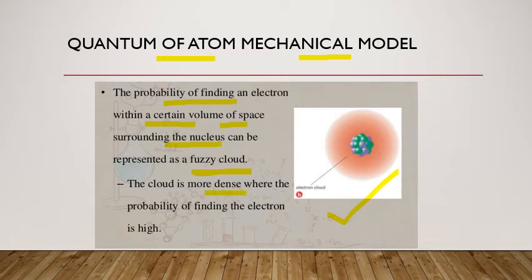The cloud is more dense where the probability of finding the electron is high. So that fuzzy cloud appearance gives us the three-dimensional region where the probability of the electron is maximum. If the cloud is highly dense, the probability is very high. So this is the main model, which is called the quantum mechanical model of the atom, where we always talk about the probability of finding an electron.